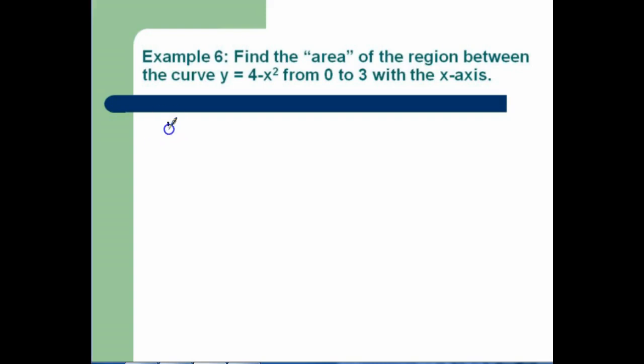So just start with sketching this. At x equals 0, what's the height? 4. At x equals 2, what's your height? 0. At x equals 3, what's your height? What happens to this curve that makes area difficult?